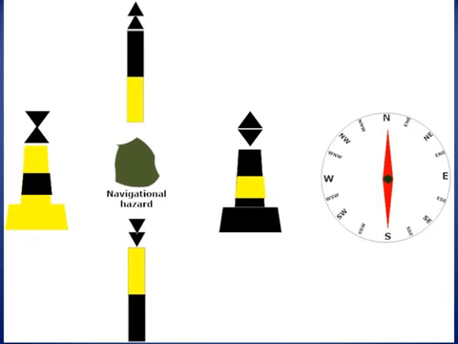Now that we know whether the buoy we are seeing is a north, east, south, or west cardinal marker, it is very important that we remember that the type of cardinal buoy tells us where the safe water is. Cardinal buoys do not tell us where the danger is. Let's look at how we navigate around cardinal buoys.